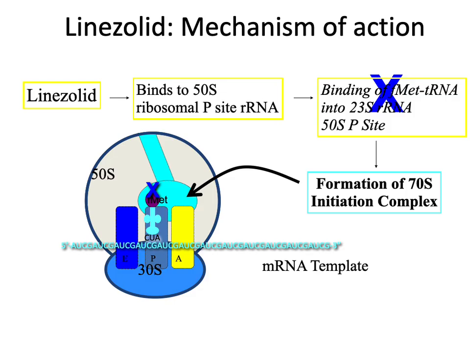More specifically, what does linezolid do? Well, it inhibits the binding of methionine transfer RNA to the 23S ribosomal RNA at the 50S site. And hence, by that, this will lead to inhibition of the formation of the initiation complex.